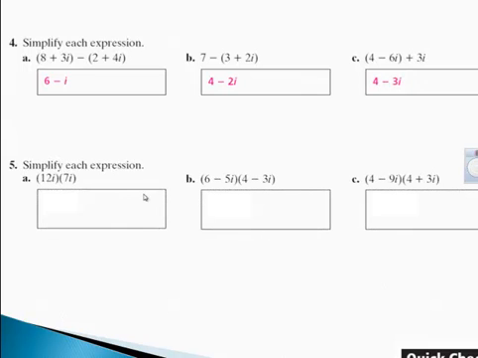Okay, down here, these are the tricky ones. These are tricky because you have to multiply i times i. Now, i times i is going to give you i squared, which is negative 1. So, take a second, try number 5.